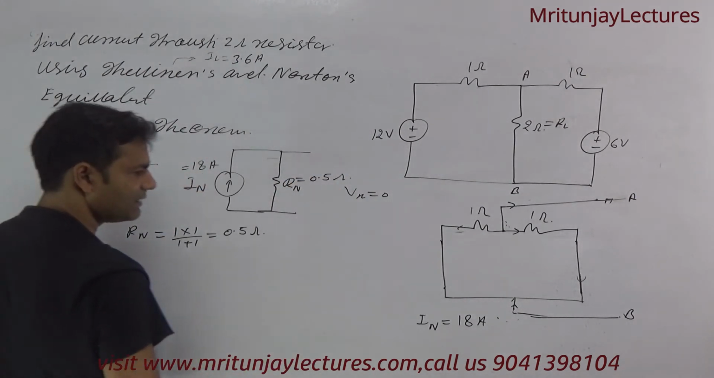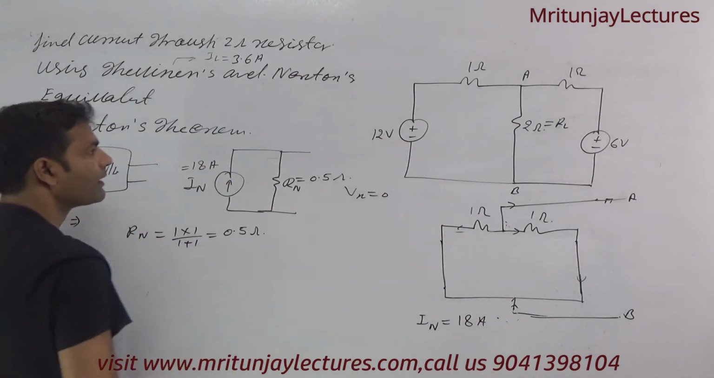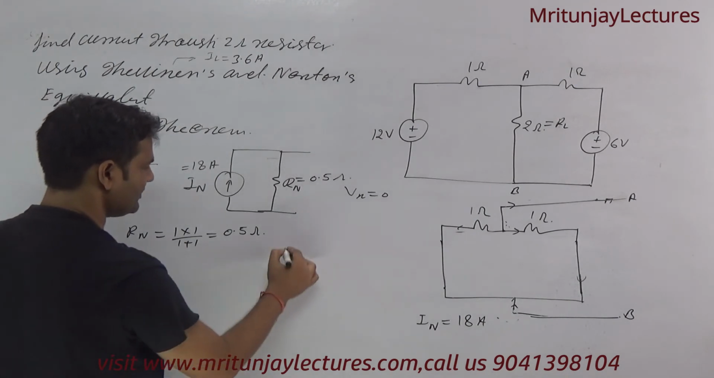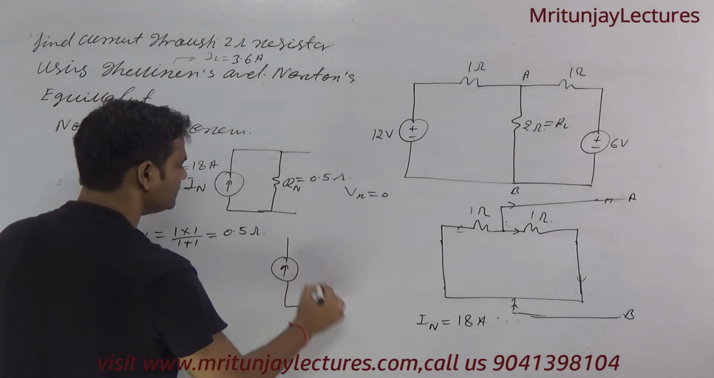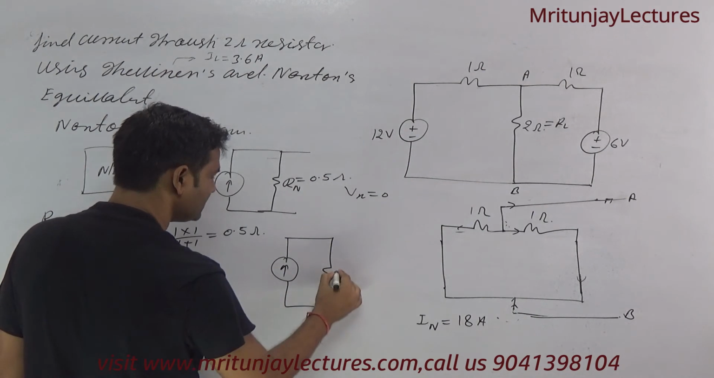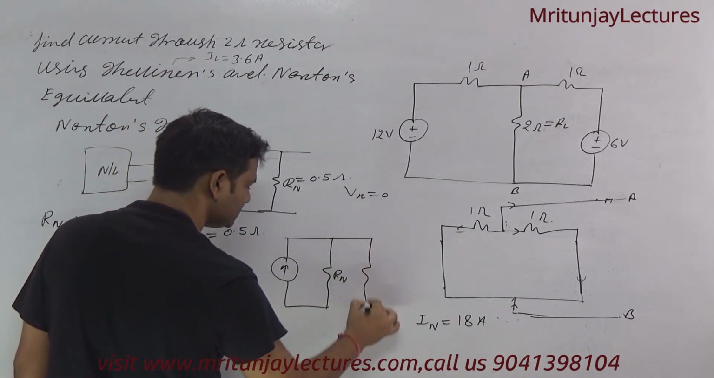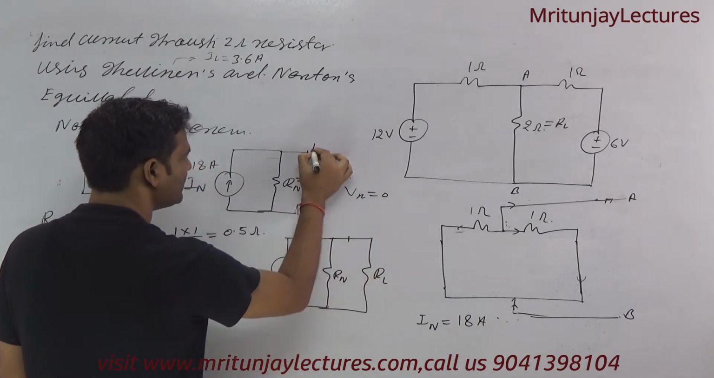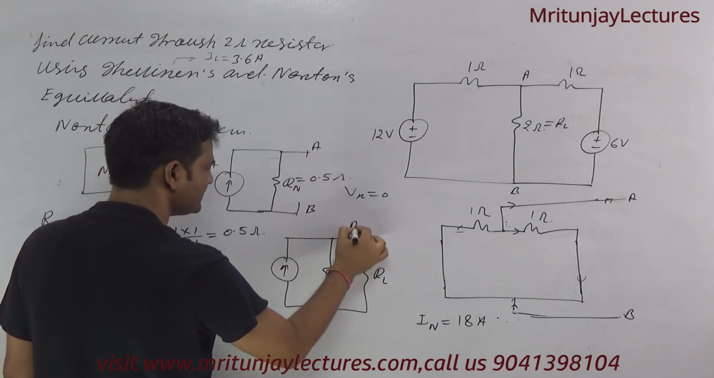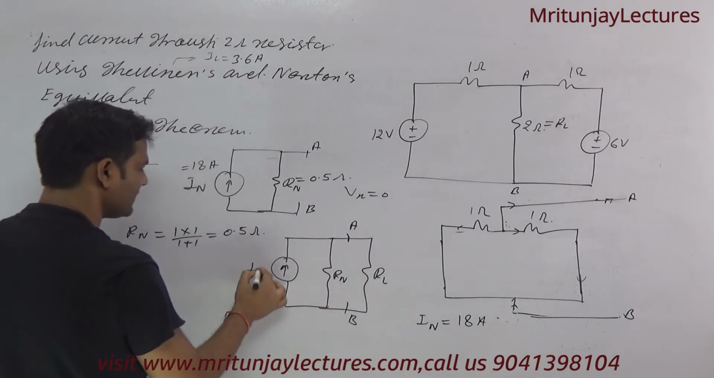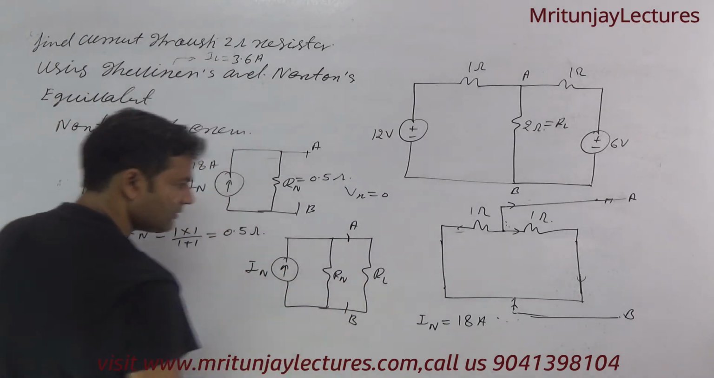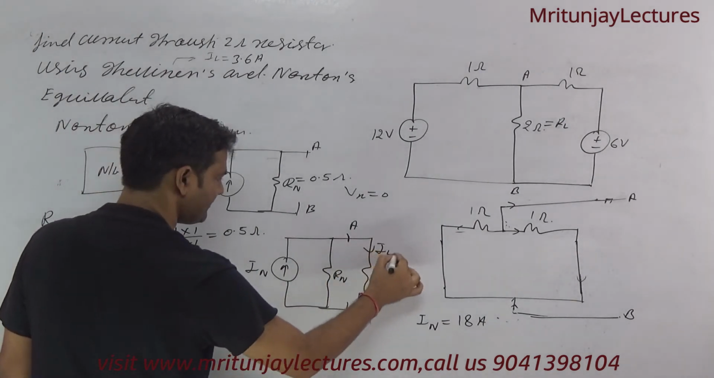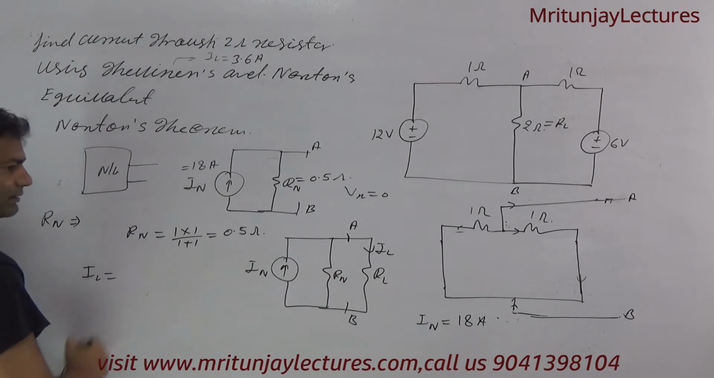Now our next target is to determine the load current in the 2 ohm resistance. So make Rn like this, that is Rn, corresponding to A and B. So this is A and that is B and that is In. That is IL.